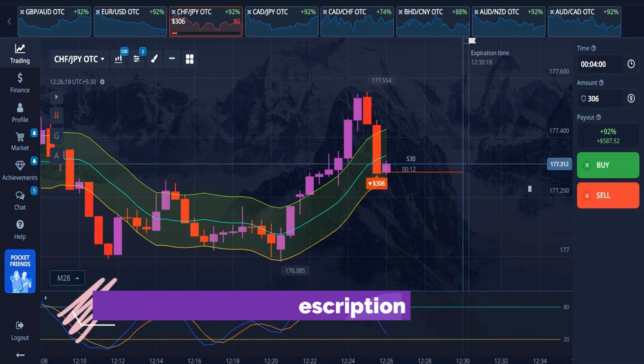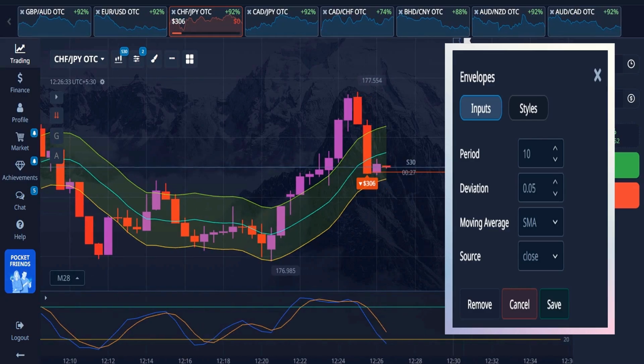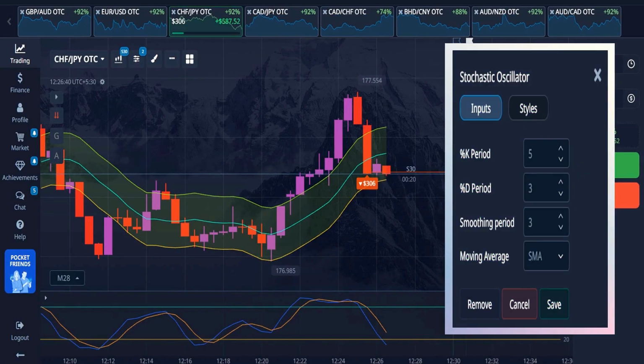Here are the exact settings you'll need. Envelopes Indicator settings: period 10, deviation 0.05, moving average SMA. Stochastic Oscillator Indicator settings: %K period 5, %D period 3, smoothing 3, moving average SMA.